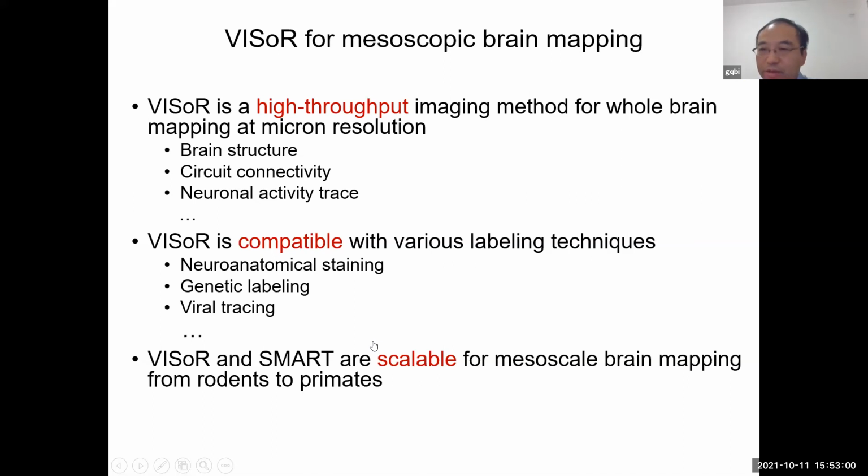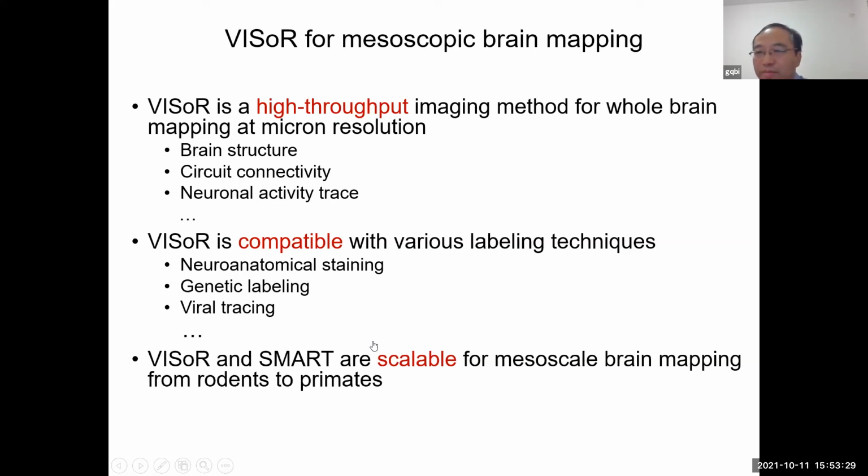We have this VISoR method. It's very high throughput, and it can be used to image brain structures, circuit connectivity, or neuronal activity trees. And it's very flexible. It's compatible with many different labeling techniques, so it's very friendly for anatomists. And it can also be used for genetic labeling and viral labeling.